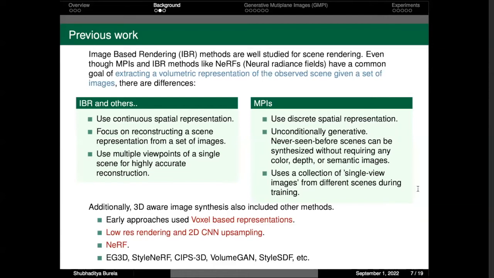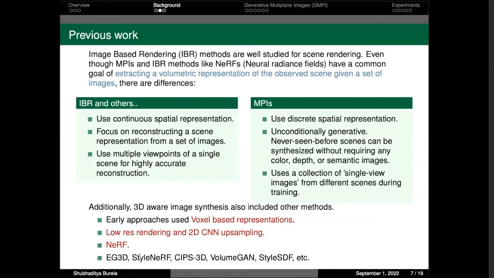So additionally, there are other methods also which have been developed. Some of the early approaches used these voxel-based representations, but the voxel representation is quite prohibitive in a sense that while scaling to higher resolutions, it has extremely high memory footprint. Then to circumvent this, low-res rendering and 2D CNN upsampling was used, but it leads to view inconsistency. Then there were NeRFs, which we just talked about, the image-based rendering methods, but they are quite costly. The querying and sampling operations limit the training efficiency and the image resolutions.